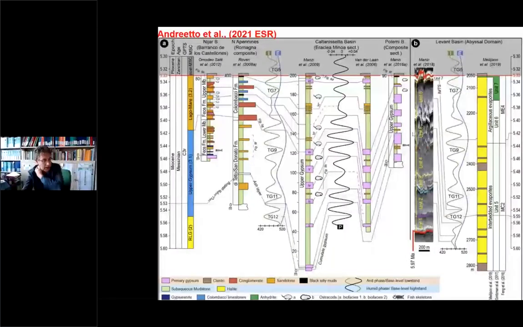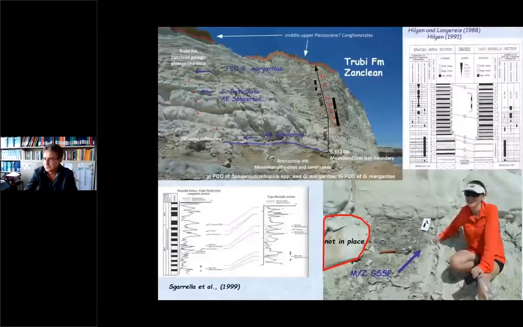In 2021, we published Andretto et al., the first name, in Earth Science Reviews. We published the upper gypsum of the Eraclea Minoa section, where you can see several abundant specimens of Eoline ostracodes, and above we have the Tubi formation. So the Tubi formation represents the return to normal marine conditions in the Mediterranean region.